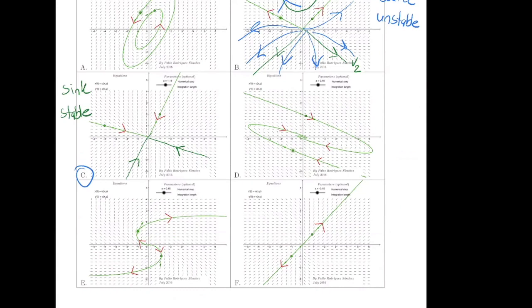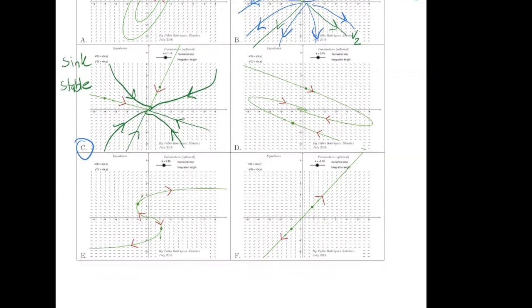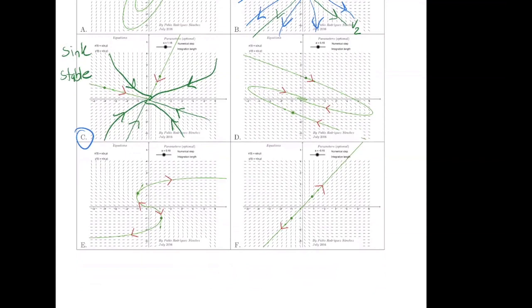These terms, sink and source, are coming from physics terminology here. And in this case, all of these solutions are now everything should be going straight into the origin. And so then we've got these other ones.